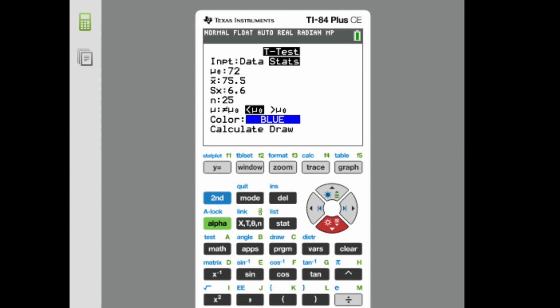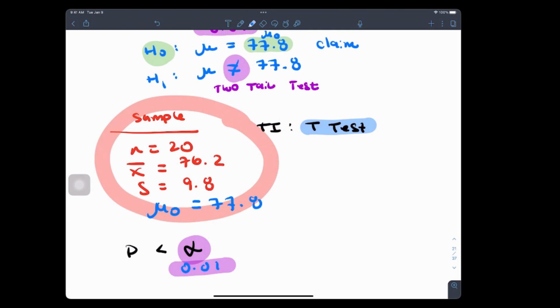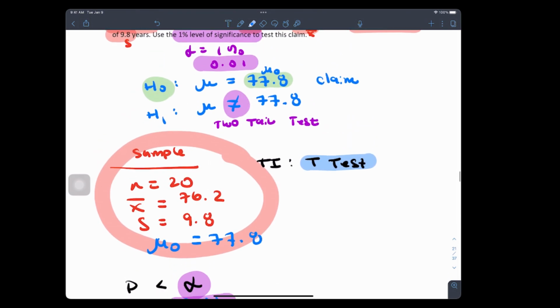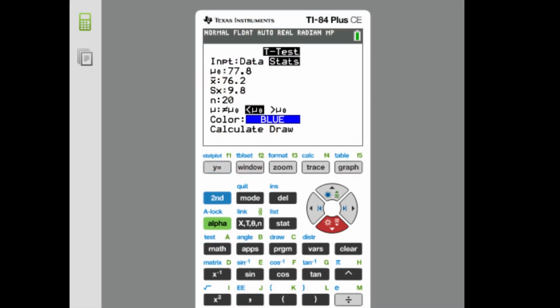Okay, what was mu naught? 77.8. Okay, what's the sample mean? 76.2. What's the sample standard deviation? 9.8. What's your sample size? 20. Hey, what kind of test was this? You've got to go back and double check. Is that a two-tailed test? Okay. So make sure you put your calculator on the two-tail.